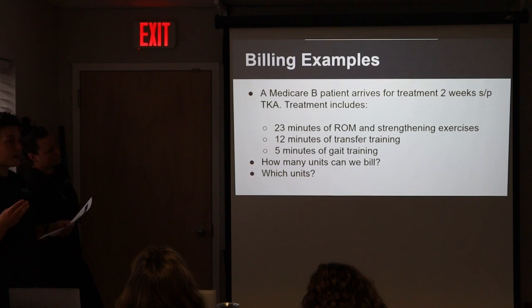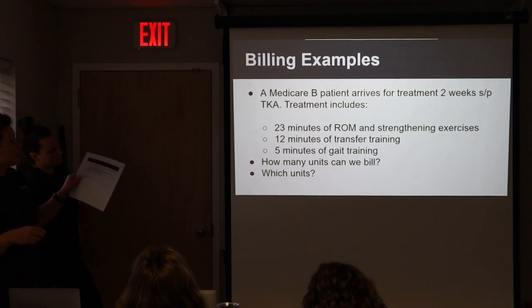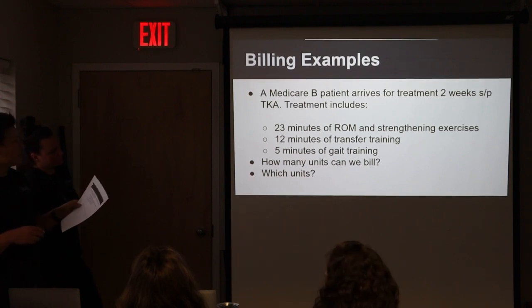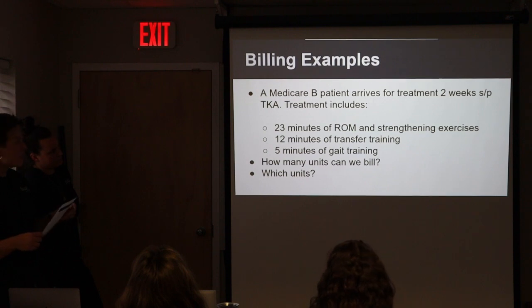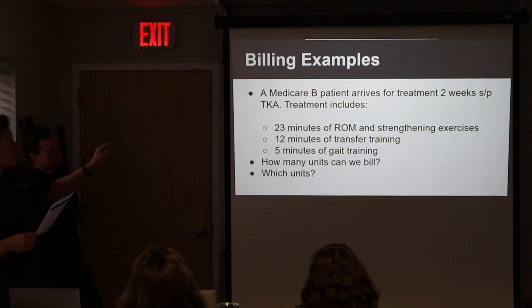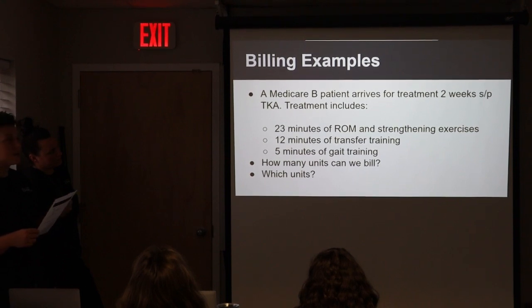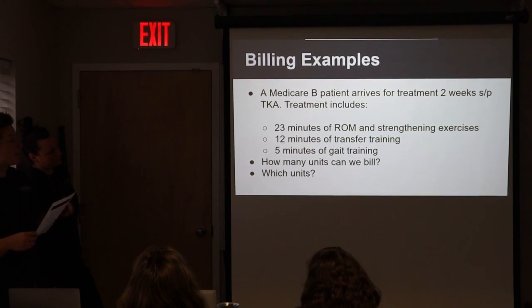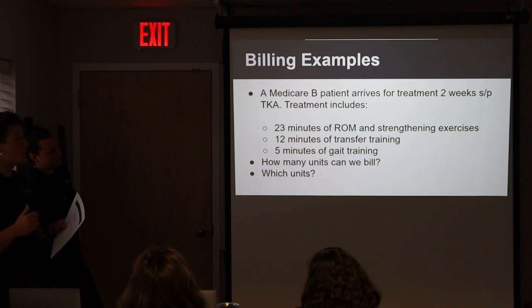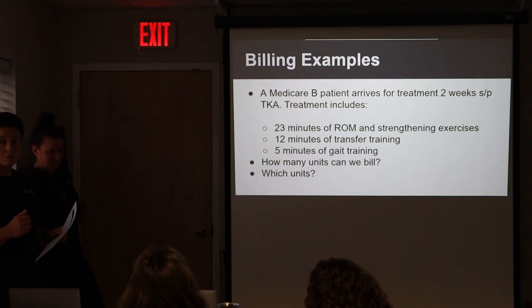So, to diversify a little bit, because we have 40 minutes, we can use some rollovers. We don't need 12 minutes of Therex, we only need 8. So I can take those 4 minutes and add them to my gait training, and I can bill 1 of Therex, 1 of Theract, and 1 of gait. Does that make sense?